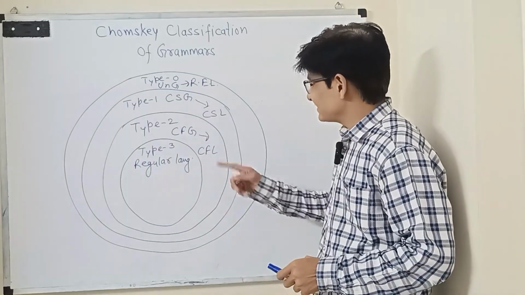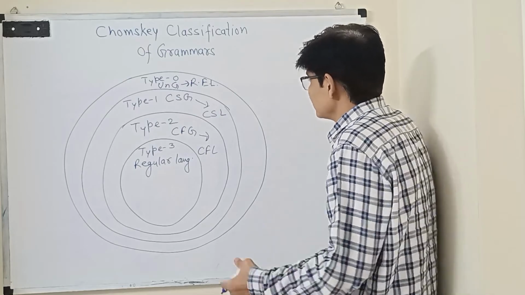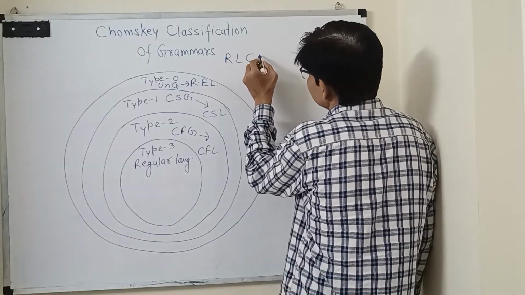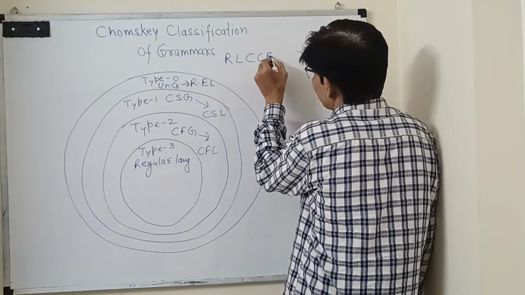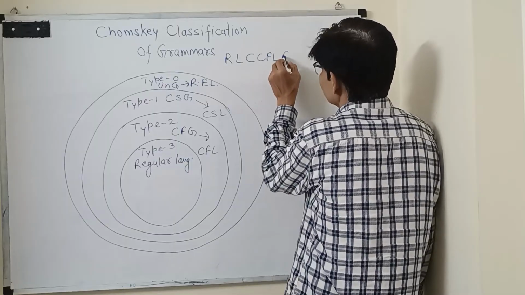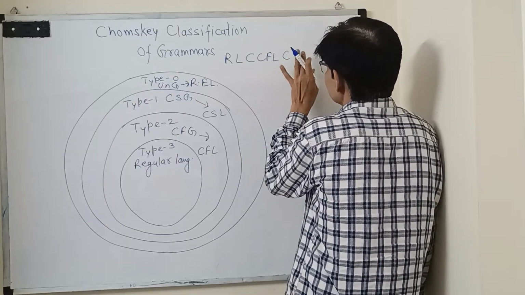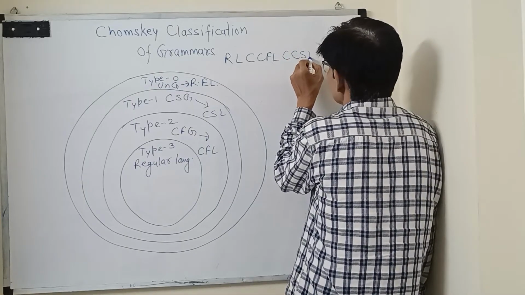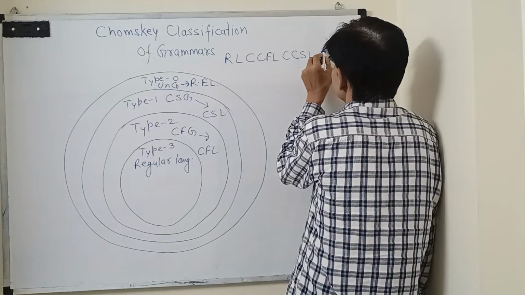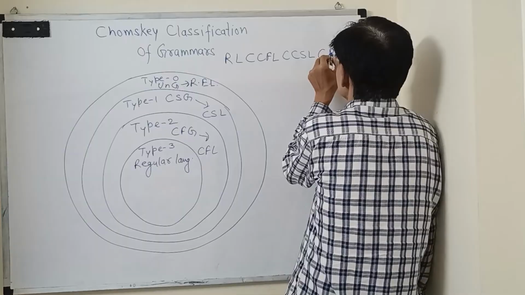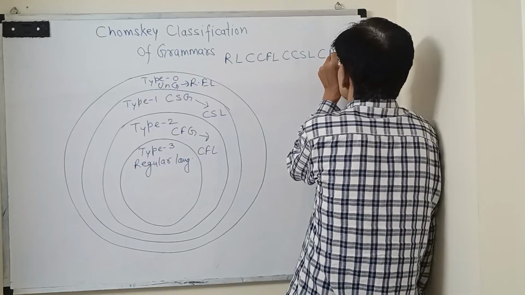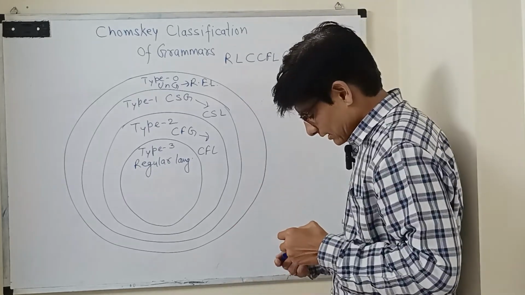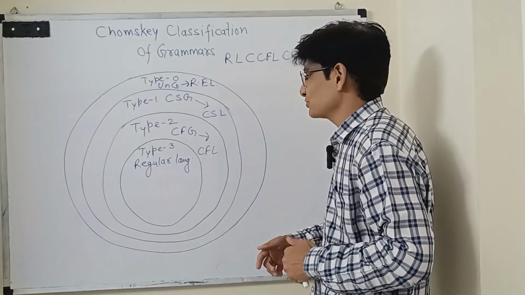If I represent this in one more form, regular languages are a subset of context-free languages. Context-free languages are a subset of context-sensitive languages. And all these are subsets of recursively enumerable languages. So this is the relation between all these classes of grammar and their corresponding languages.